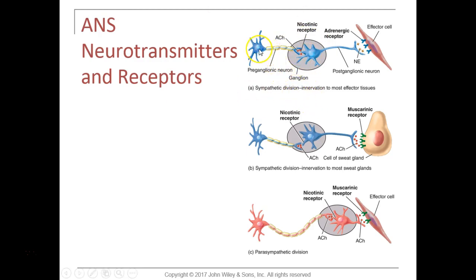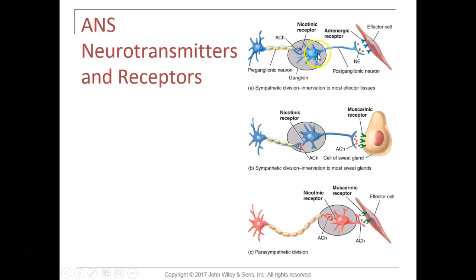Number one, the preganglionic neurons are always myelinated. So that's what those little sausage looking things are. Every single preganglionic neuron, 100% of them without exception in both sympathetic and parasympathetic nervous systems release acetylcholine as its neurotransmitter. So that means all preganglionic neurons in both systems are cholinergic.